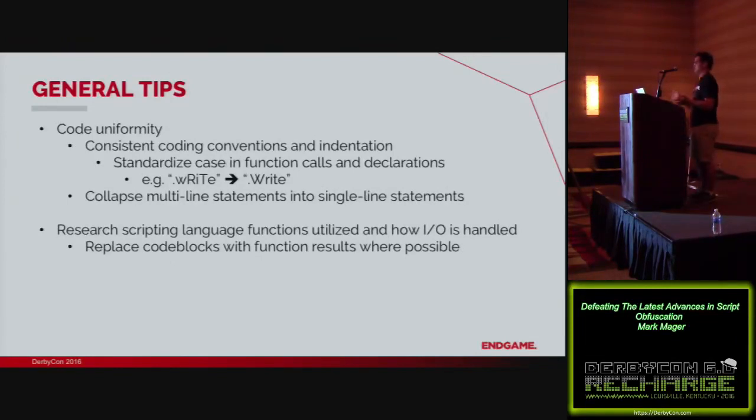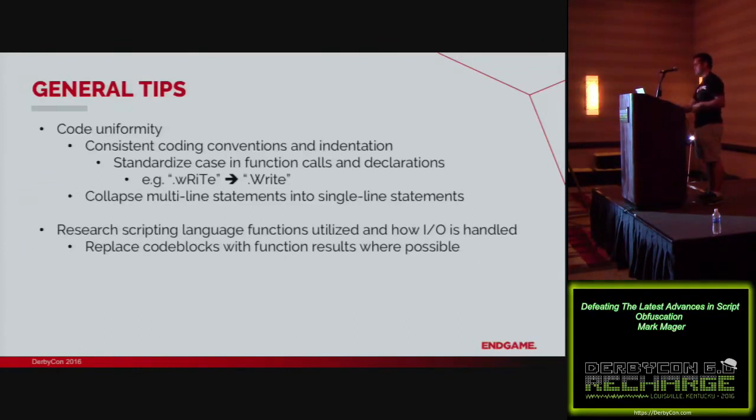Code uniformity is definitely very crucial to the deobfuscation process. If you're deobfuscating and writing out your version of the code, you'll want to take ownership of the code and employ consistent coding conventions and indentation. You'll also want to standardize and simplify how function calls are written where possible and how variables are declared and defined. Understanding how any native scripting language functions are used will also help to further break down the script, as you can replace these functions with the results where possible.